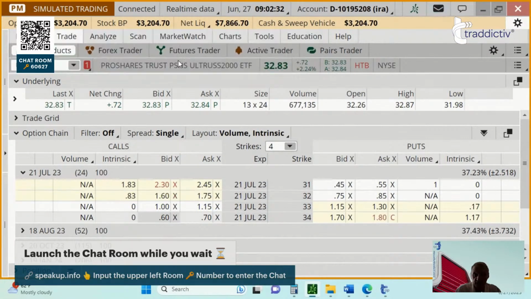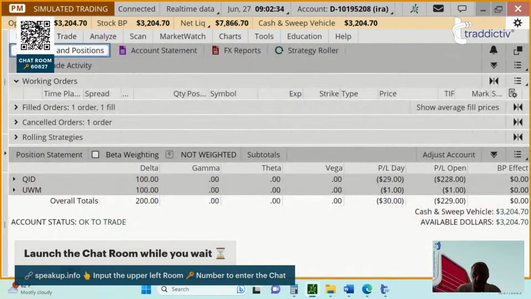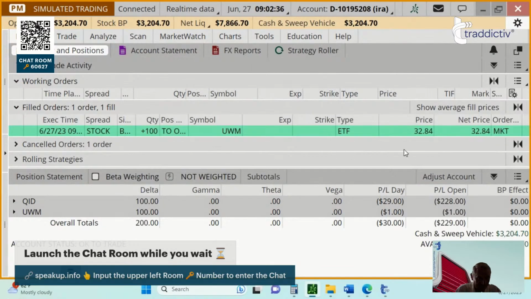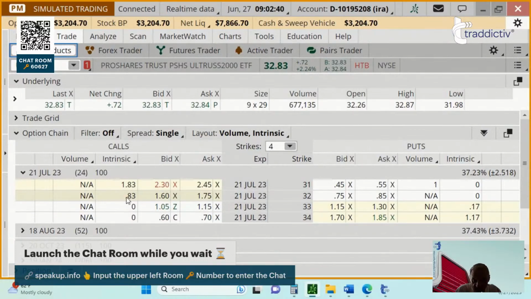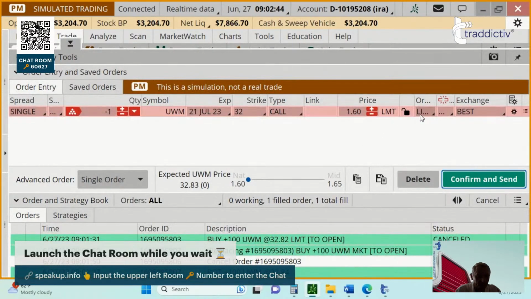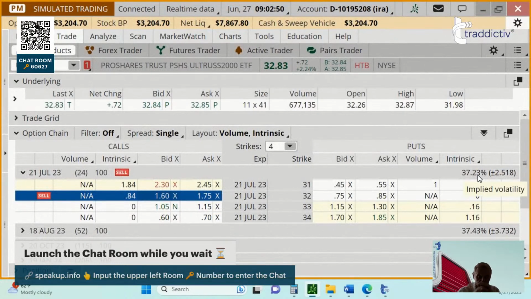Did you hear that ding? That means I got filled. I got filled exactly at what price? 32.84. So that means 84 cents is in the money. I'm going to instantly turn around and sell the one call. And I'm going to sell it to the market because we need to finish the session here. 1 Mississippi, 2 Mississippi, 3 Mississippi, 4 Mississippi. Come on, fill me in before the session ends.